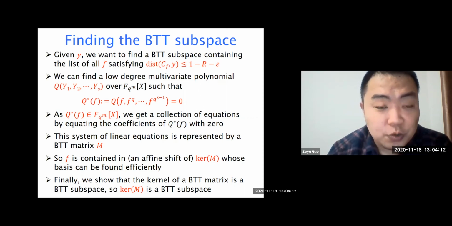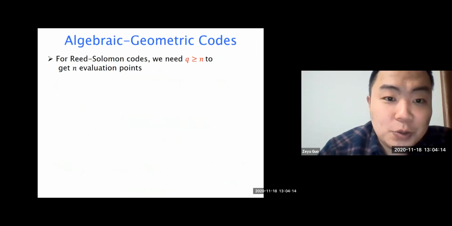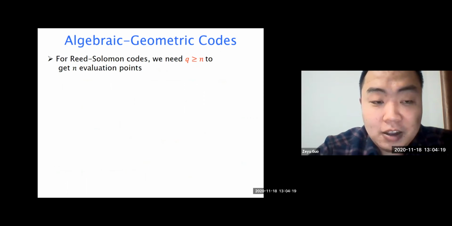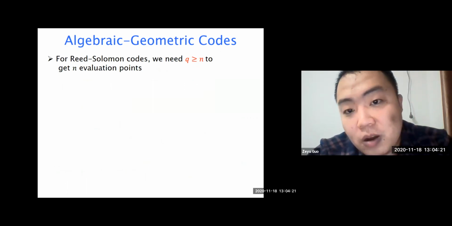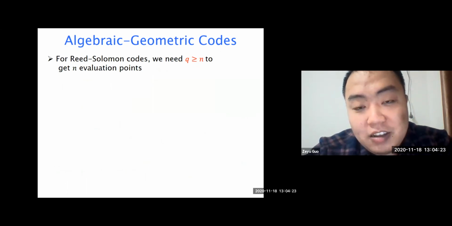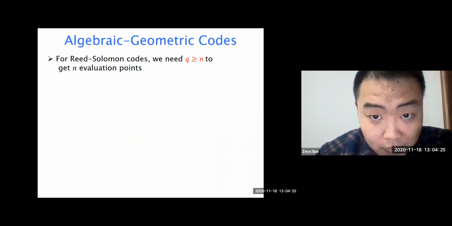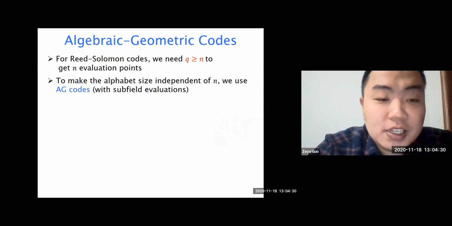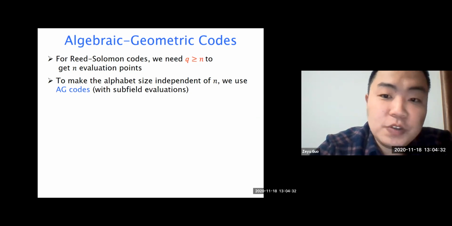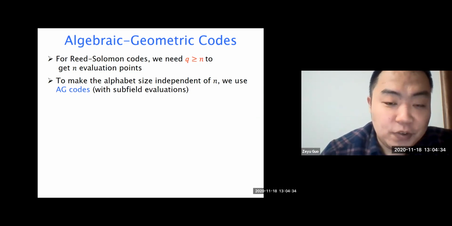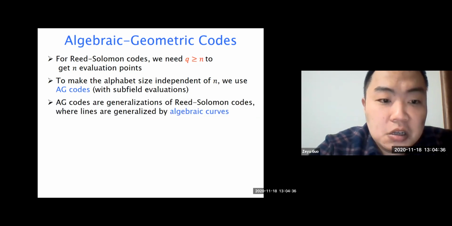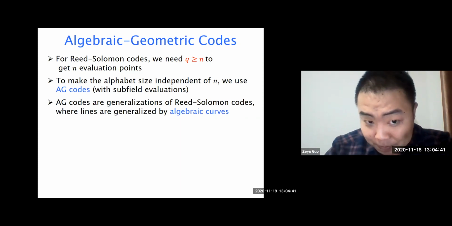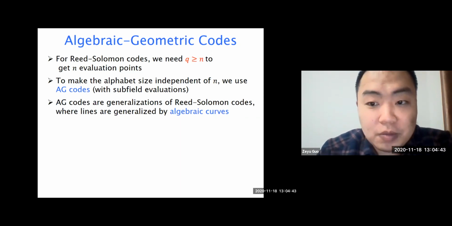And so far, we're using Reed-Solomon codes. But Reed-Solomon codes have a downside, which is that in order to get n distinct evaluation points, you must make the field size at least n. But we want the alphabet size to be constant, independent of n. So instead of using Reed-Solomon codes, we use AG codes with subfield evaluations. So I tried to give an introduction about AG codes. It can be seen as a generalization of Reed-Solomon codes.